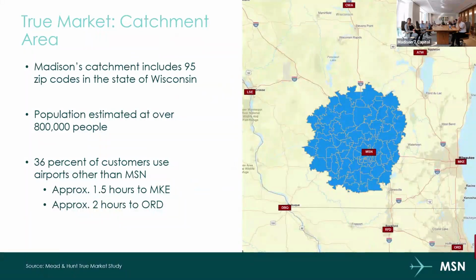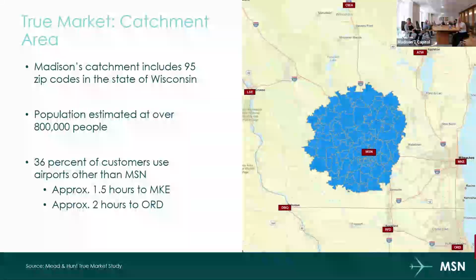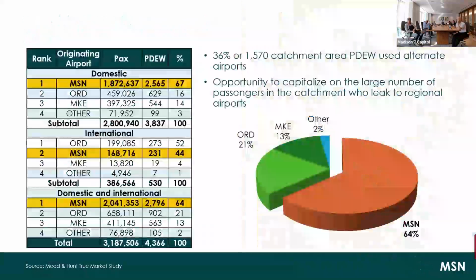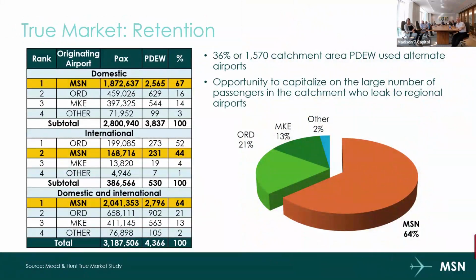Like Jason mentioned, we did a true market catchment area study. Mead and Hunt provided this one, for year-end Q1 2024. It's a catchment area of 95 zip codes around the area with an estimated population of over 800,000 people. We found that 36% of customers use airports other than Madison. Here's a breakdown of that. Both domestic and international, we retain 64% of passengers, whereas 21% leak to O'Hare, 13% leak to Milwaukee, and 2% other, like Rockford, Appleton, or other airports in the area.